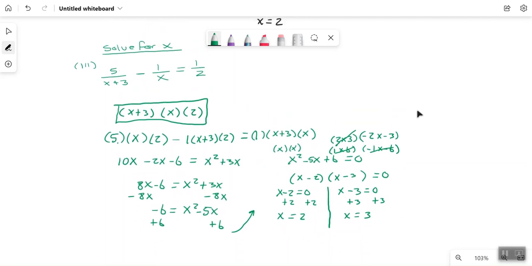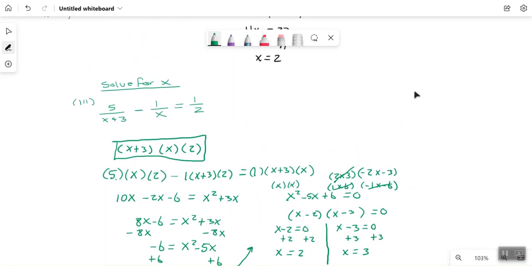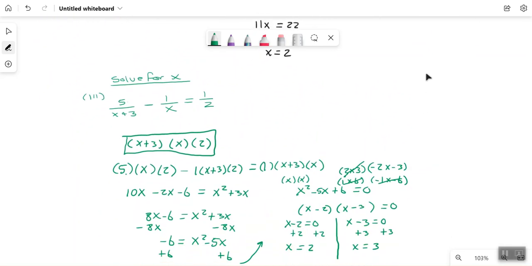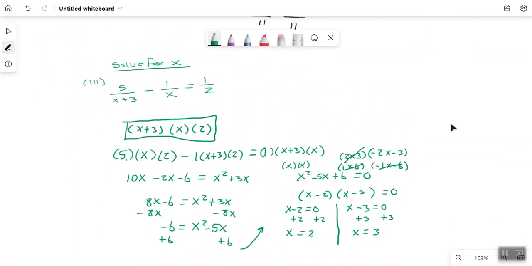So what you've been asked to do is just to solve. You've taken an algebra fraction and you're just solving for the value of x. Okay, hopefully that makes sense, and thank you for listening.